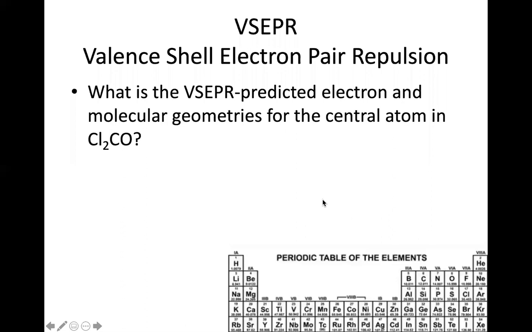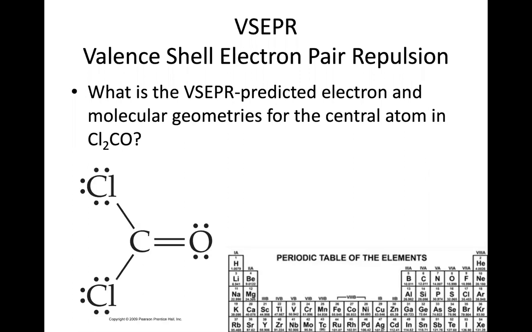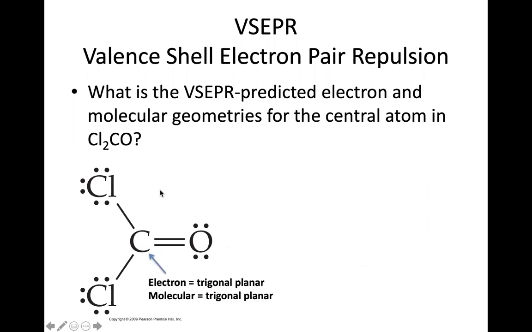So let's look at this one. How would we begin to think about a molecule like CO2CO? What would be the VSEPR predicted geometry here? It begins with drawing the Lewis structure. So here's our Lewis structure for that. Octets for everything. In this case, the electron domain geometry and the molecular geometry are the same. If you don't have any lone pairs on that central atom, they're going to be the same. In this case, they're both trigonal planar.